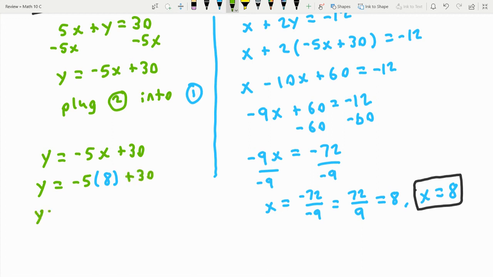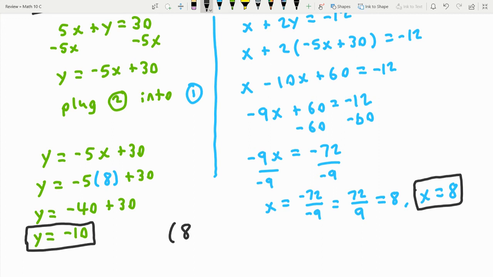Now, negative 5 times 8 should give us negative 40. And now we have plus 30. So y equals negative 40 plus 30. Well, negative 40 plus 30 should just be negative 10. So we can say that y equals negative 10. So now we found our second point. So now that we found our 2 points, we can say that our point of intersection is at x equals 8 and y equals negative 10. And that would also be the solution to our system of equations.